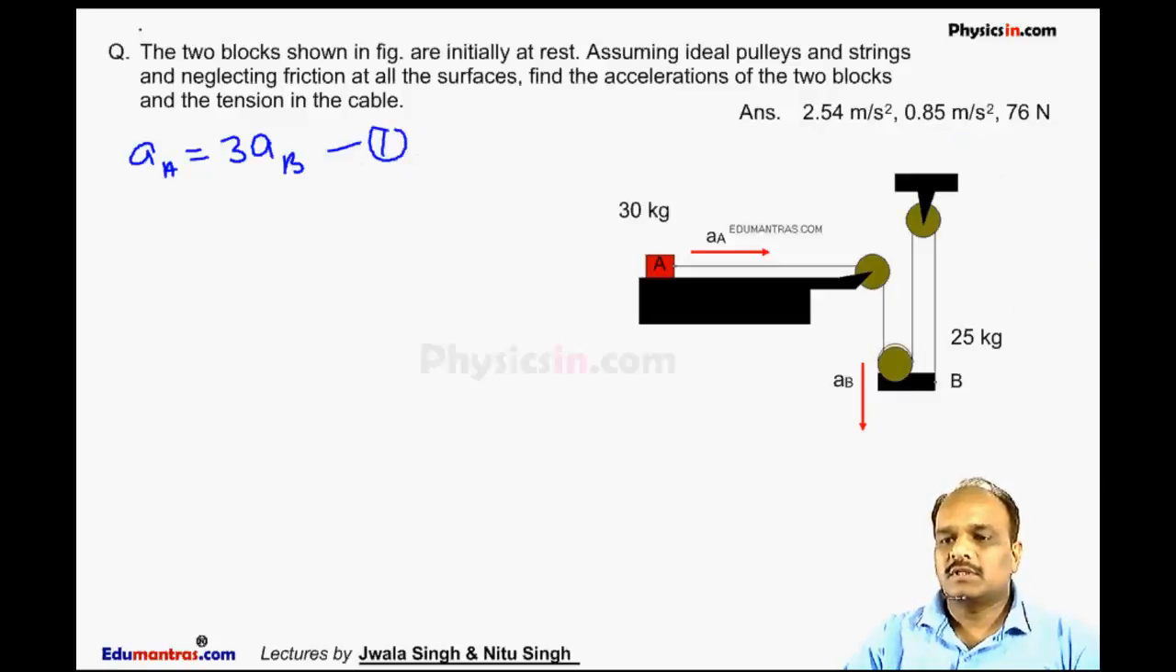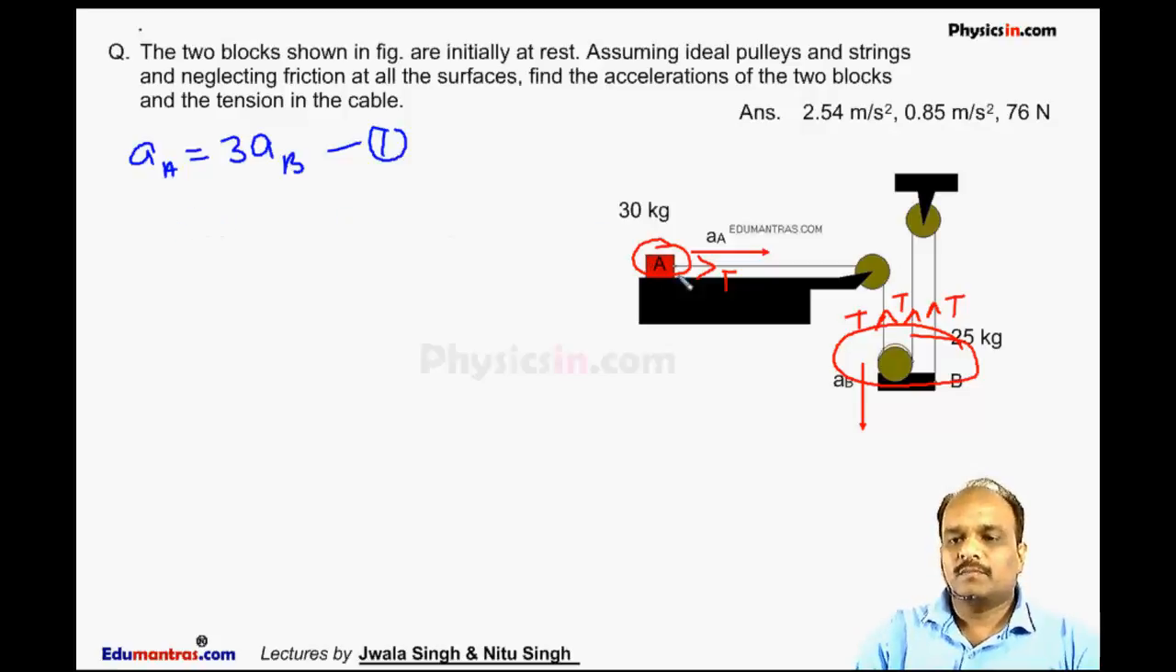Since the tension in the string, let it be T. Here the tension is T, here tension is T, here tension is T. So we will draw the free body diagram of block B, and here we will draw the free body diagram of block A. From the free body diagram of block A, we can say the tension in the string T is equal to mass 30 into acceleration of A. This is our second relation.